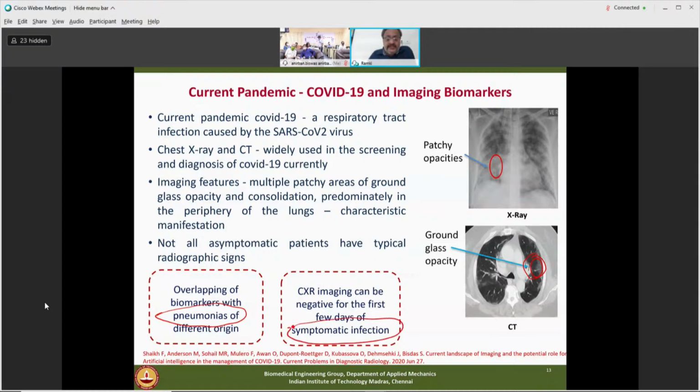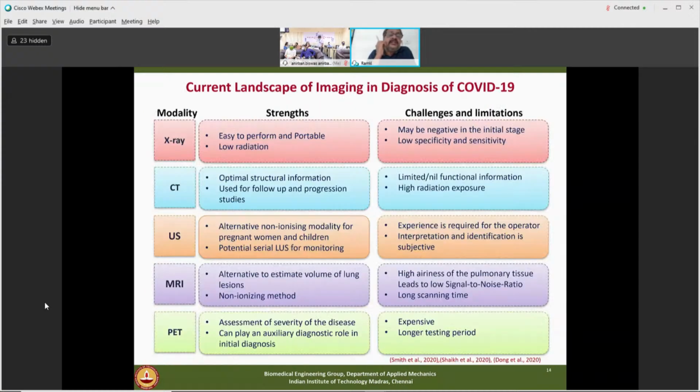These are all the advantages of using imaging biomarkers currently. Look at the strengths and challenges of this under the prevailing conditions of COVID. X-ray, yes, it's fine, easy to perform, portable, but may be negative in the initial stage and has low specificity and sensitivity. If you look at CT, it gives optimal structural information used to follow infection studies, but it has limited use due to the high radiation dose.